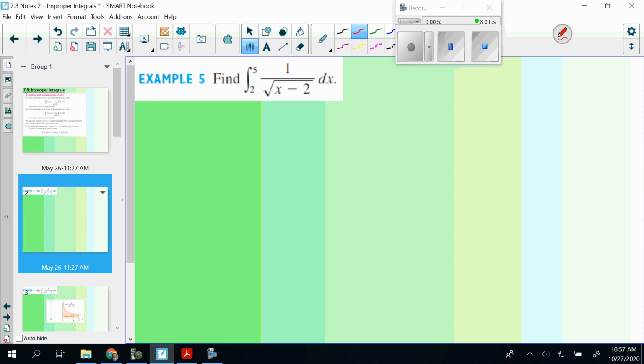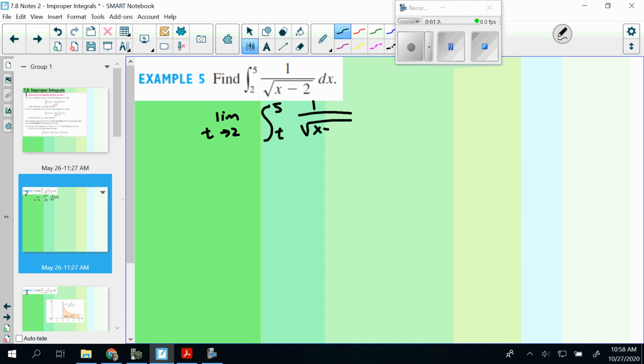Well, if you check the limits here, you can see 2 is not going to work out well for us because 2 minus 2 is 0. We can't have division by 0. So what we're going to do here is rewrite this as a limit as x approaches 2. Actually, let's get some other variable in here like t, like we were using before. And then we have 5 to t now because we're doing the limit as we approach 2 for this one.